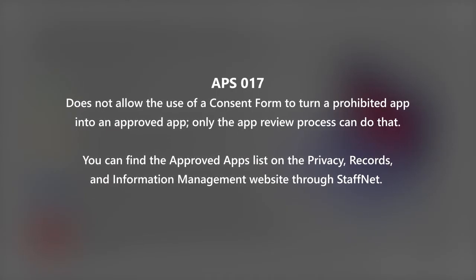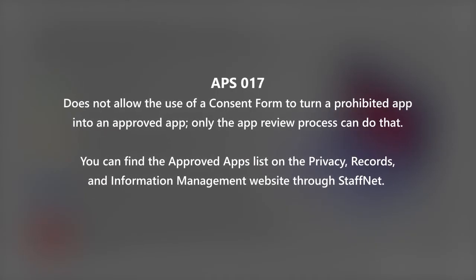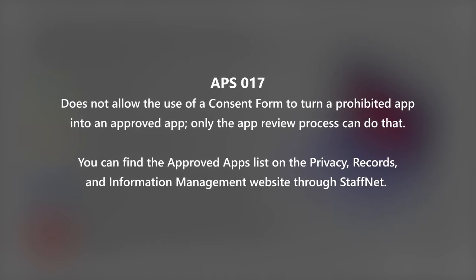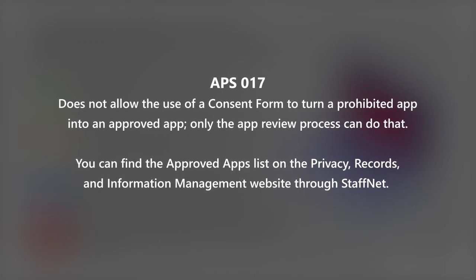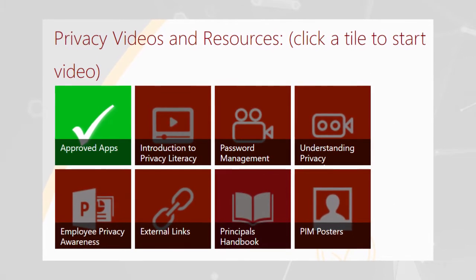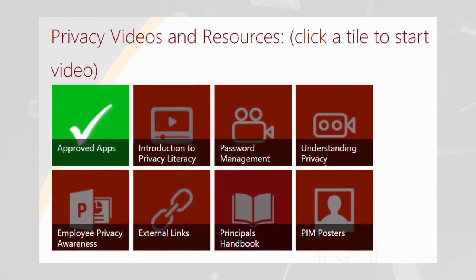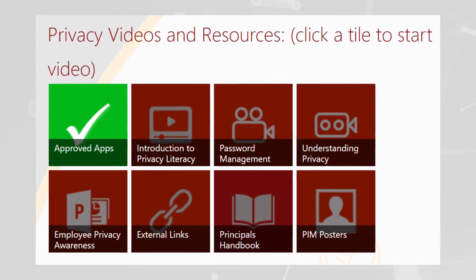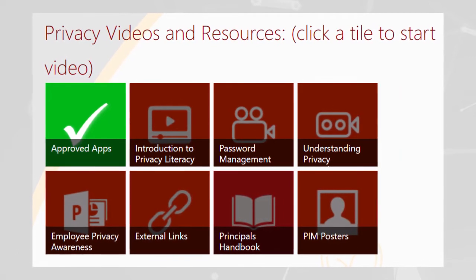APS-017 does not allow the use of a consent form to turn a prohibited app into an approved app. Only the app review process can do that. You can find the approved apps list on the Privacy, Records, and Information Management website through StaffNet. Click on the green checkmark icon to access the list.